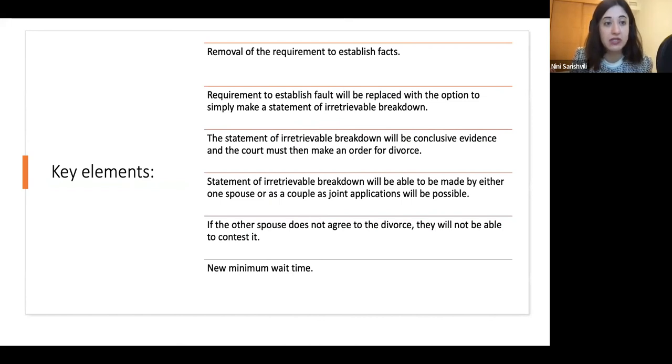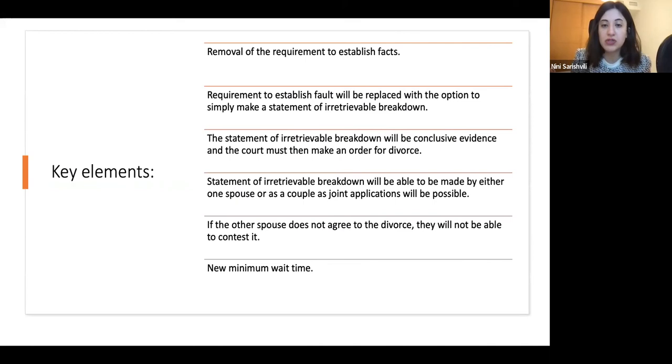These are the key elements of the new Act. Removal of the requirement to establish facts. The requirement to establish fault will be replaced with the option to simply make a statement of irretrievable breakdown. The statement of irretrievable breakdown will be conclusive evidence that the court must make an order for divorce.